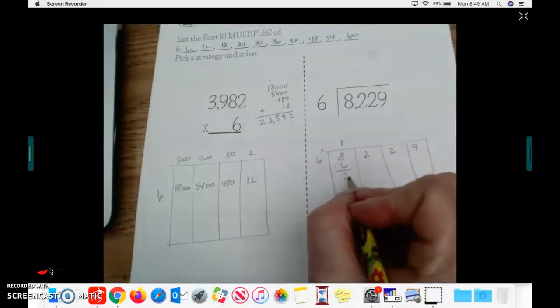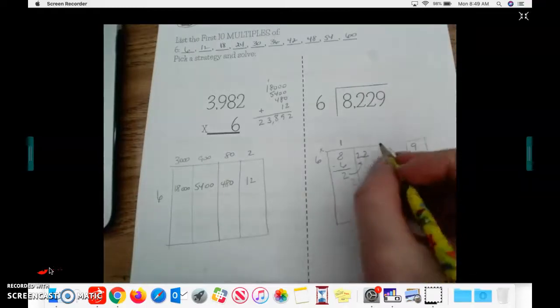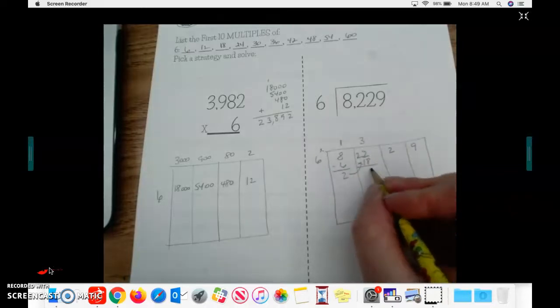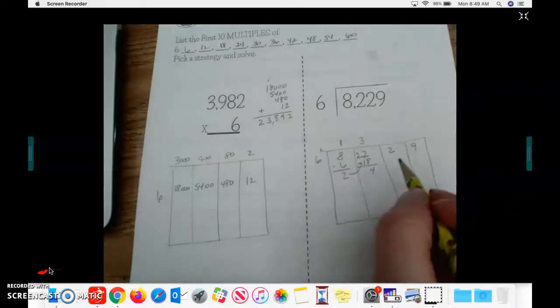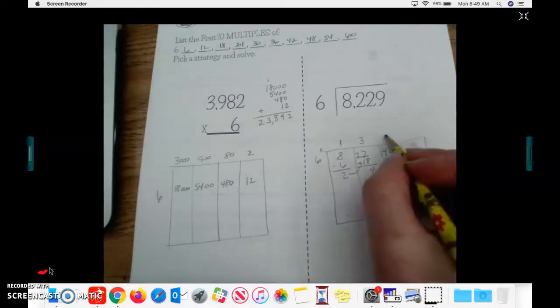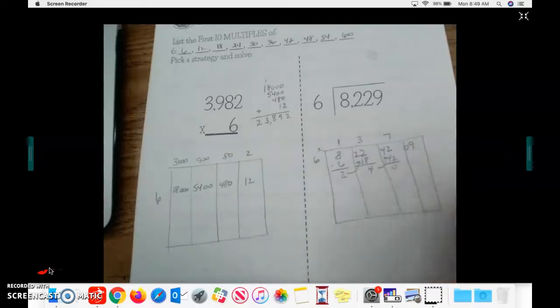When I subtract, I get 2. Remember, I move that number over. And 6 goes into 22 3 times. And then I have 22 minus 18. I'm left with 4. I'm going to move that 4 over. 6 will actually go into 42 evenly 7 times. 7 times 6, 42. I move my 0 over.